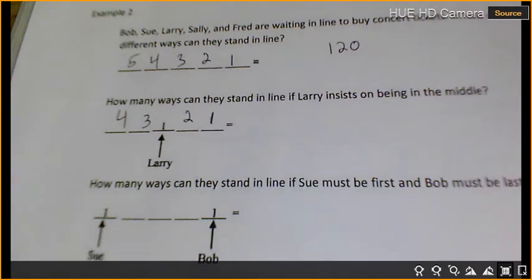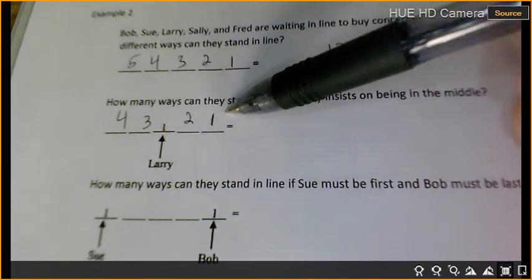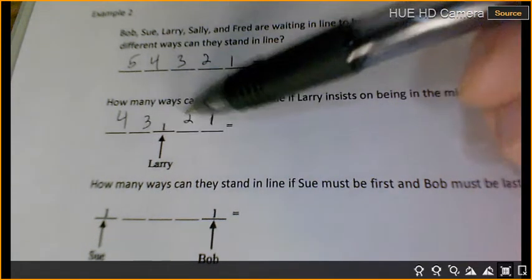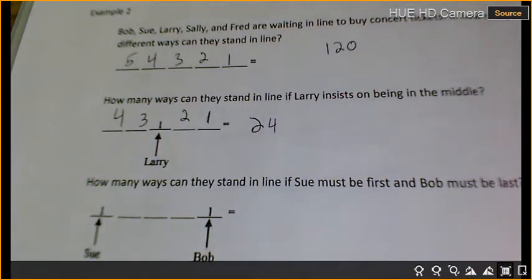Okay. So now we're going to multiply. 4 times 3 times 1 times 2 times 1. 4 times 3 is 12. 24. Okay. All right.